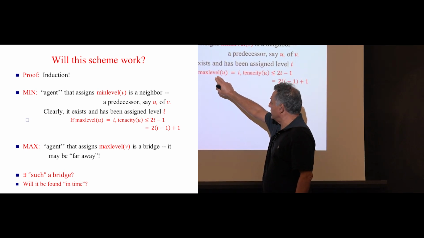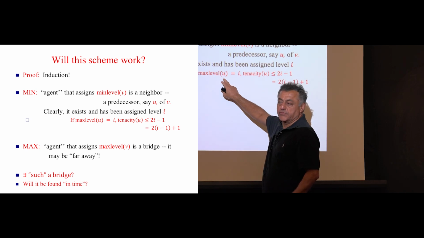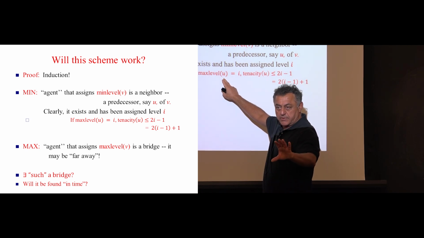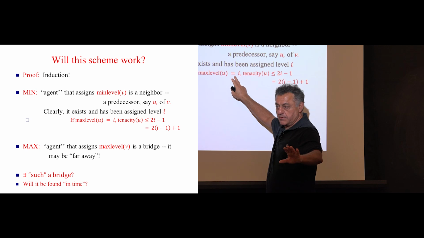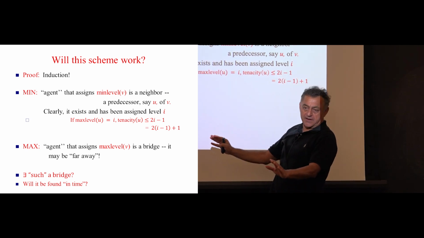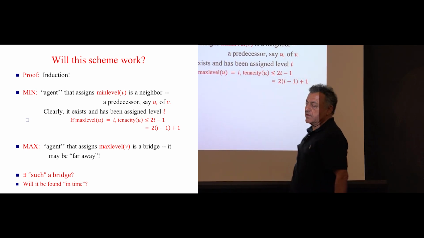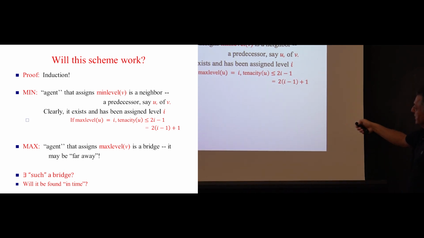So if I is the min level of U, it's been assigned by one argument. If it's a max level of U, it's been assigned by another argument. It's been assigned anyway. And so therefore, searching out from U, you will assign min level to V.